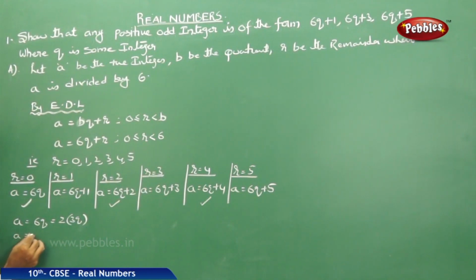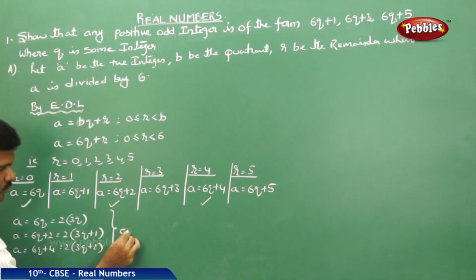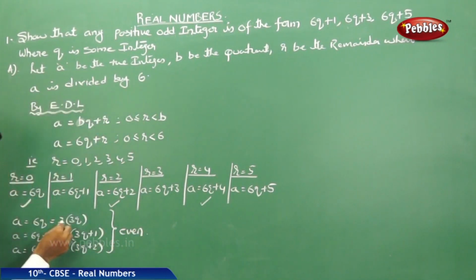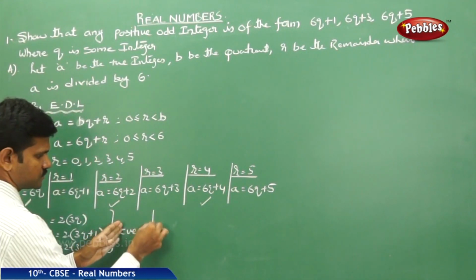Next, A is equal to 6q plus 2, 2 times 3q plus 1. Next, A is equal to 6q plus 4, 2 times 3q plus 2. Clearly, these are even. Why do you consider these are even? Multiple of 2, multiple of 2, multiple of 2. Therefore, clearly A is even. Okay, let us consider the next steps.